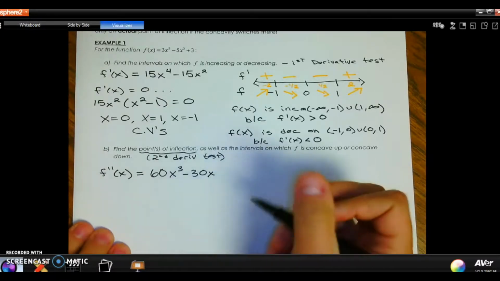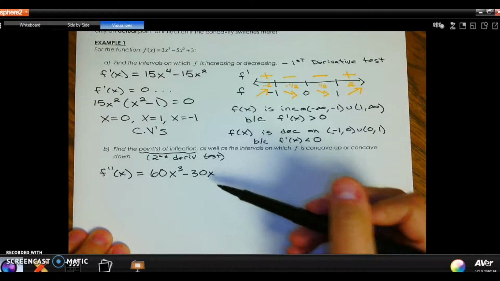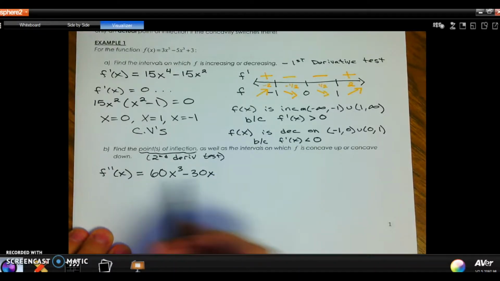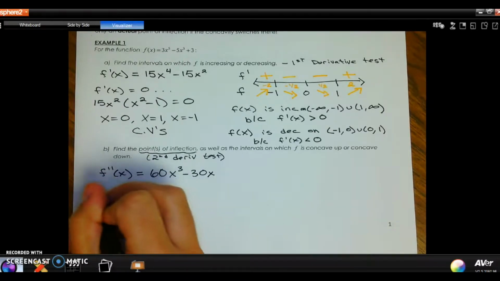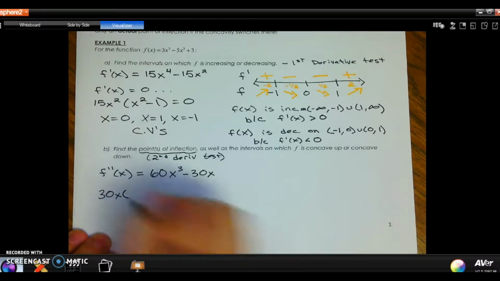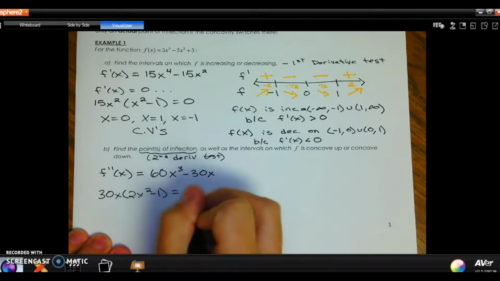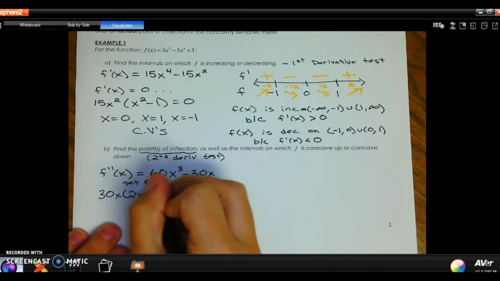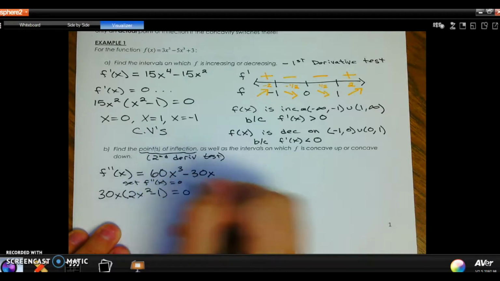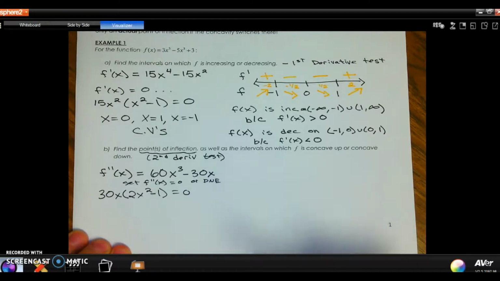And as you may suspect, we're going to figure out where this derivative equals 0 or where this derivative does not exist. In this case, I don't need to worry about the derivative not existing because there are no restrictions on x there, but I can set that derivative equal to 0. So I'm going to factor out a 30x, and that'll leave me with 2x squared minus 1 equals 0. And again, set your derivative equal to 0 or does not exist. And again, I didn't need to worry about that in this problem.